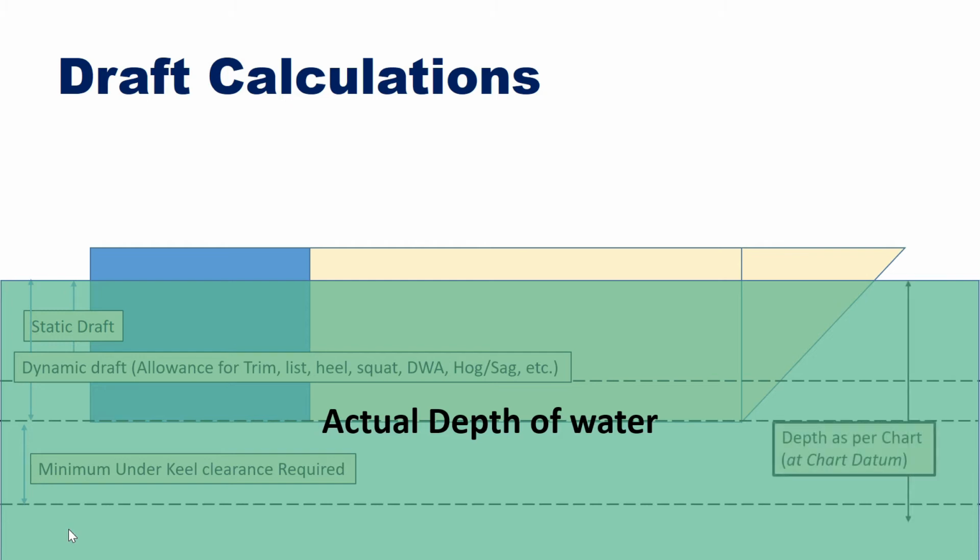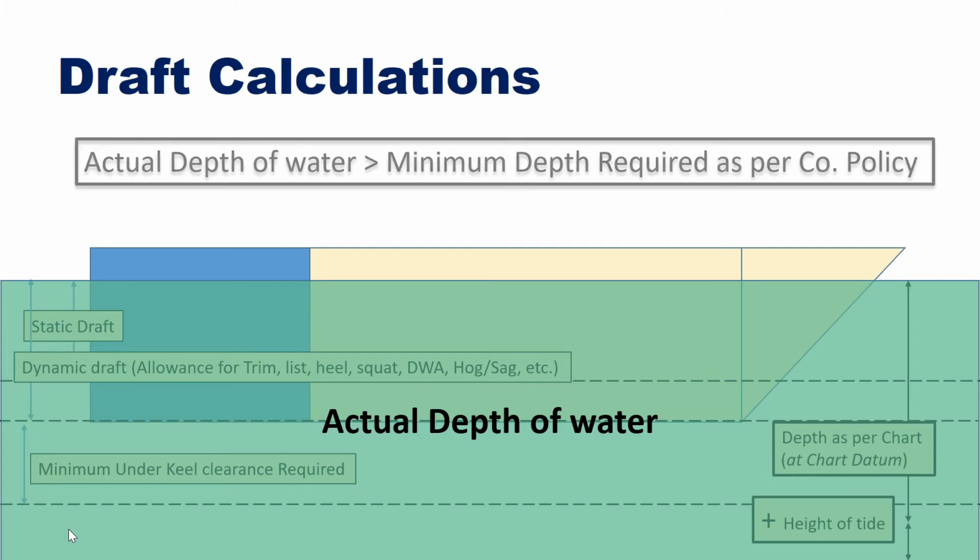You get the depth as per the chart. This is the depth as per the chart datum. To that you add the height of tide or any other allowances. This gives you the actual depth of water which you can expect. You probably have already figured it out. Our point over here is to make sure that the actual depth of water should always be more than the minimum depth required as per the company policy. If the actual depth of water is less than the minimum depth required, you cannot navigate there safely and you will be violating the company UKC policy.